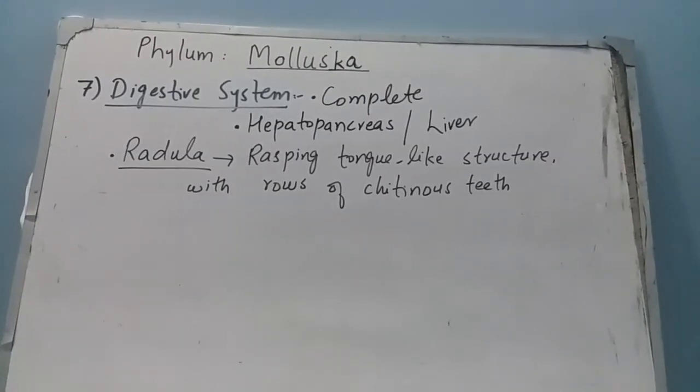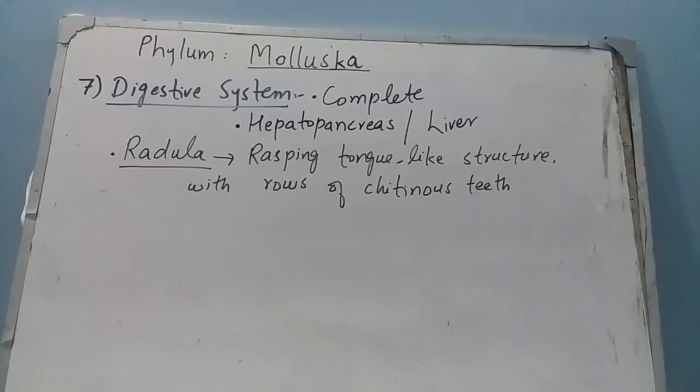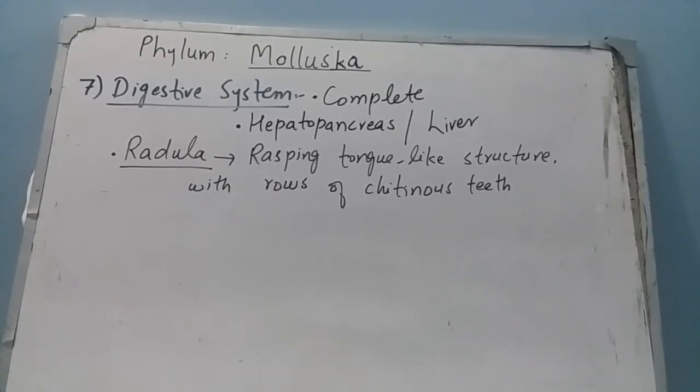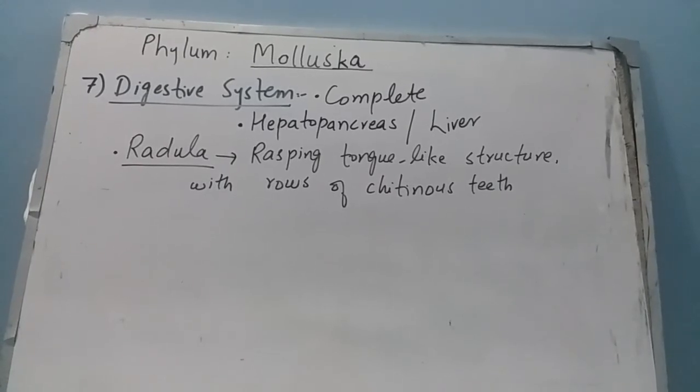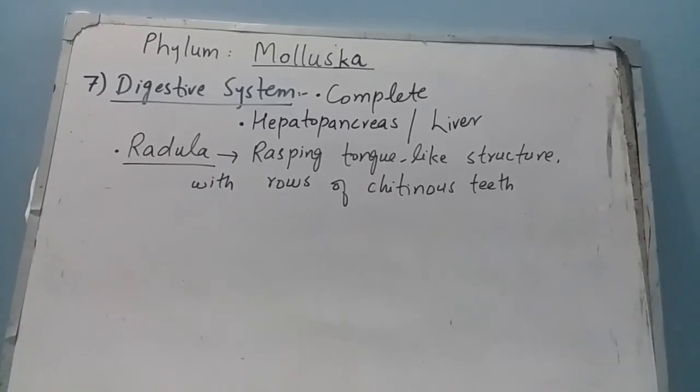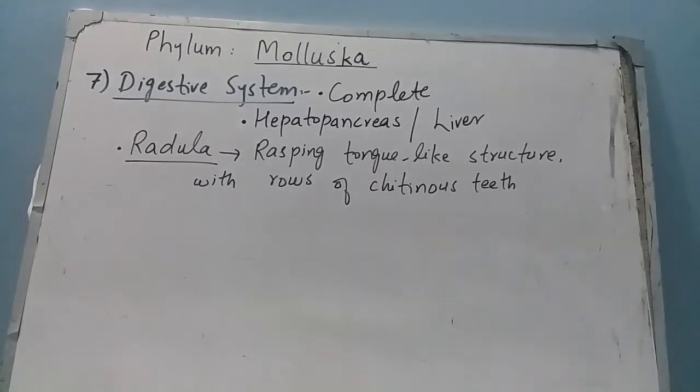Next point is about the digestive system. In mollusks, the alimentary canal is complete. Complete means it has two openings. One is the mouth at the anterior end of the body, and second is the anus at the posterior end of the body. Besides this, the digestive system contains digestive glands known as hepatopancreas or liver.